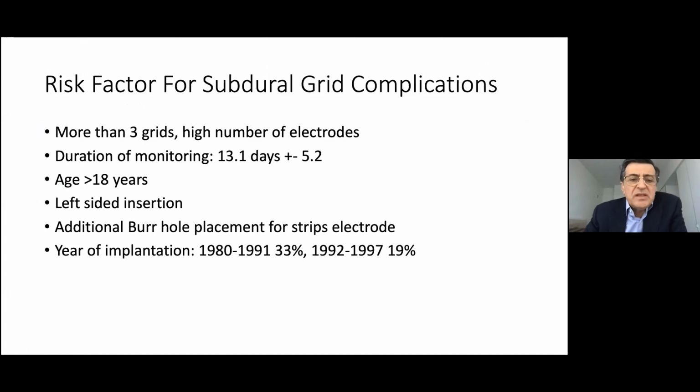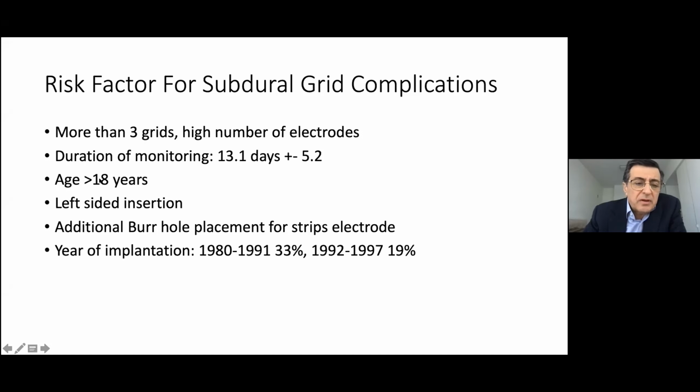So what were the risk factors for subdural grid complications identified? The use of more than 3 grids, a high number of electrodes, and duration of the monitoring: 13.1 days on average, with above 10 days increasing the risk of complications.